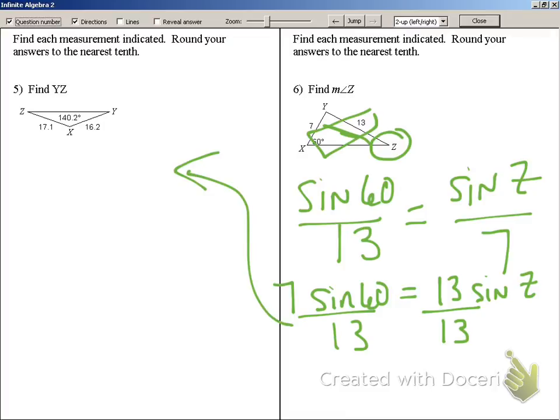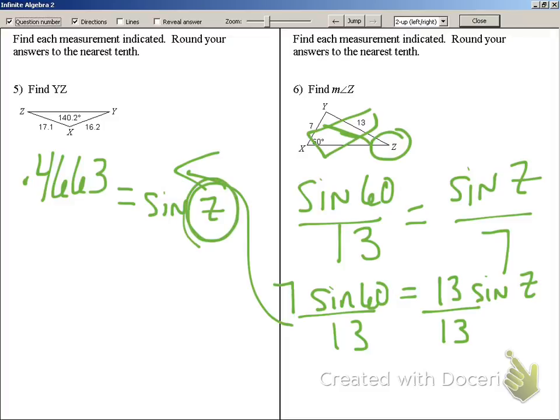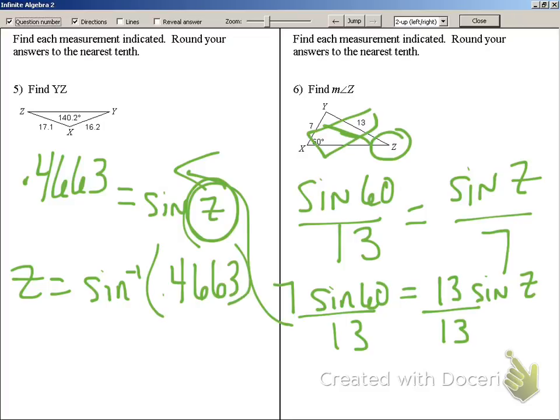So I'm going to have the sine of 60 times 7 divided by 13, which gives us 0.4663. That is equal to sine of z. But anytime we're looking for an angle measure, we're going to use the inverse sine of 0.4663. So the inverse sine of that would give us approximately 28 degrees.